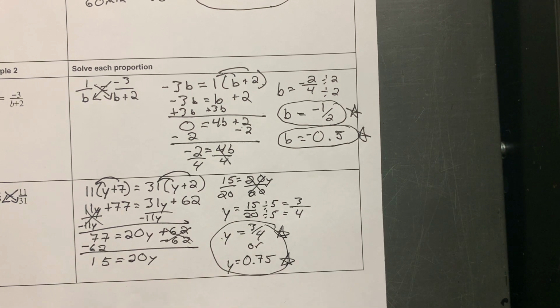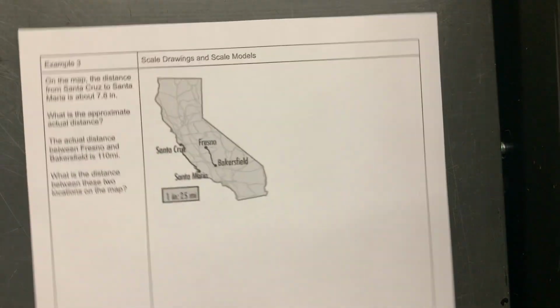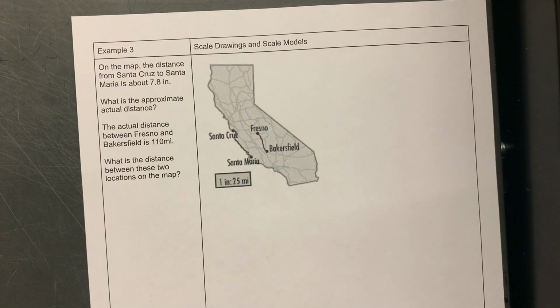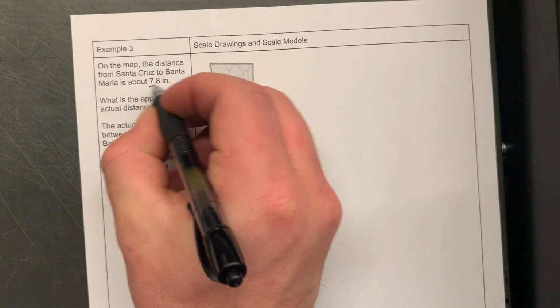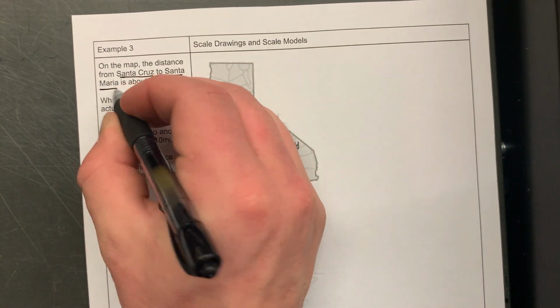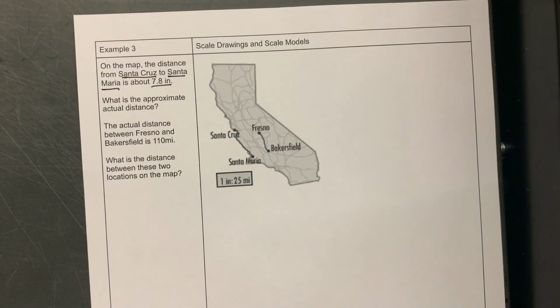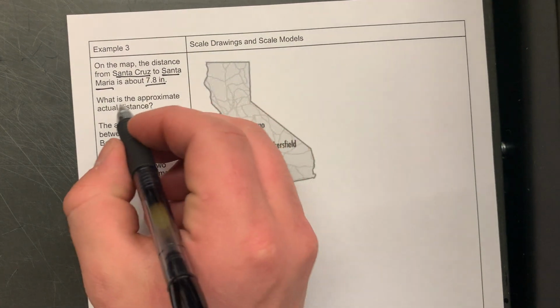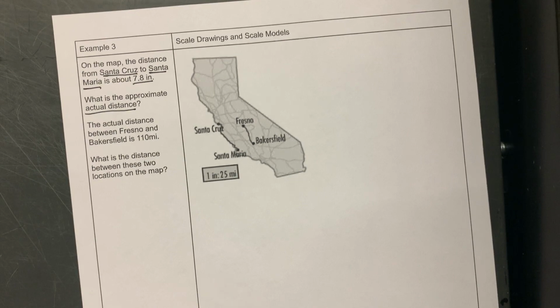If you flip your page, you're going to see a map of California, and this deals with scale models, okay? So this is something that you might deal with in your history class with Mr. Miller, or in high school, of trying to figure out how far actually a location is away from another location, okay? On the map, the distance from Santa Cruz to Santa Maria is 7.8 inches. What is the approximate actual distance? So we're going to define what the actual distance is of those two.